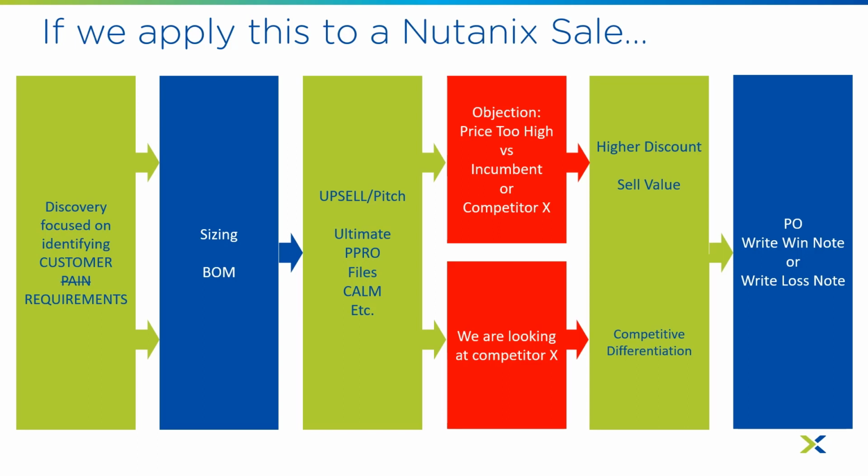And along the way, we know we have a lot of other value that we can sell them. So we may try to upsell them on different licensing, or we may try to add different things in like Prism Pro or Files or Calm or whatever else may be relevant for what they're trying to accomplish. And so then we hand that over to the customer, and more often than not, we're going to get an objection. And the objection might be that your price is too high, I don't see any real differentiation compared to what we're doing today or compared to who else we're looking at.